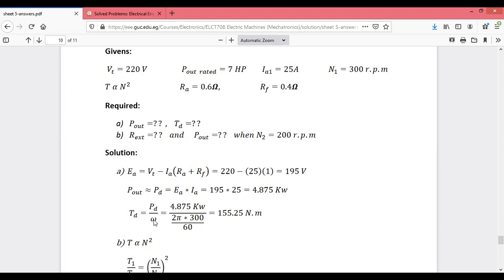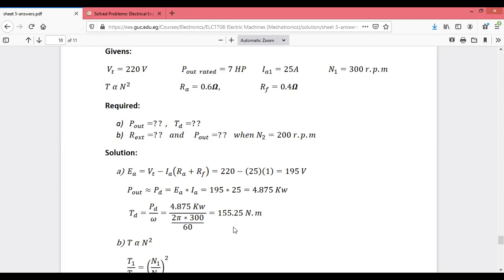That is, they have given the rotation per minute N1. So you can write that value in rotation per second, because you are supposed to solve for the torque. So you can take 2 pi N upon 60, 2 pi into 300 upon 60. If you solve this, you will get the value of torque.